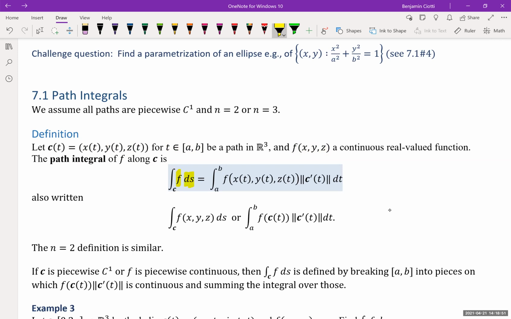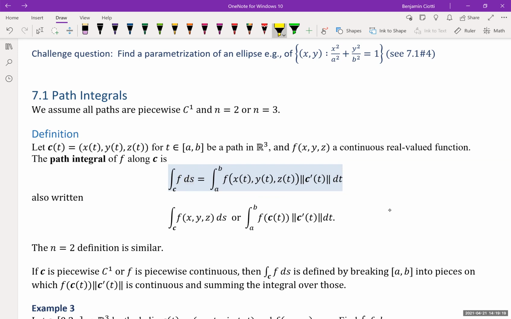This book's notation is usually to use ds. I don't know why they chose s, but they chose s to mean your little path length element. So that's the notation for the path integral of f along c. On the right side of this equation is how to actually compute it.